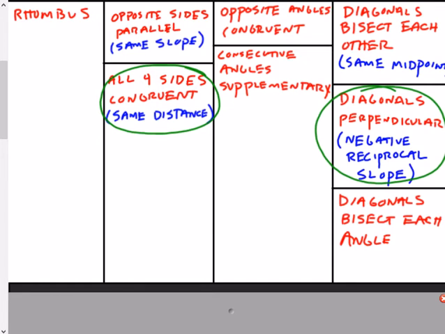And then just an extra, it doesn't really apply to the coordinate plane, but just another piece of information about the rhombus is that the diagonals bisect each angle. Each diagonal cuts the angles in half.